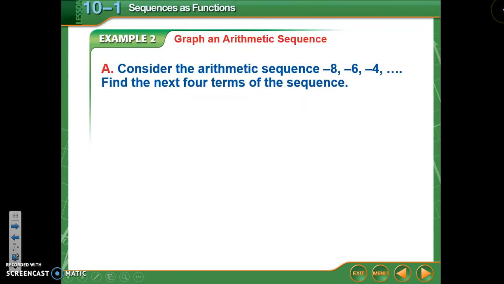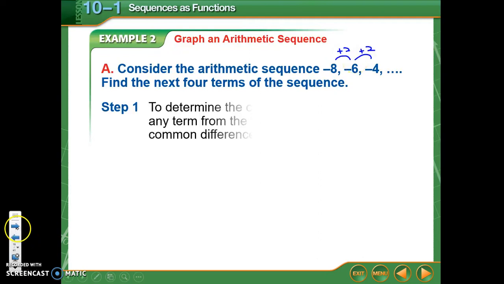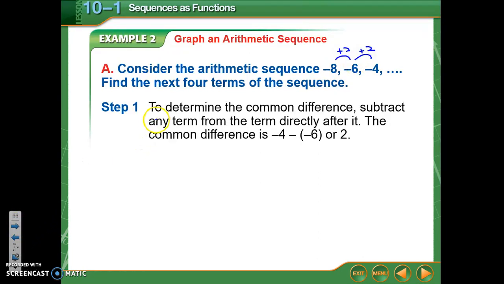All right, now we're going to look at what happens if I graph an arithmetic sequence. Here we have the arithmetic sequence. They're telling me it's arithmetic. -8, -6, -4, so the common difference here is +2. I'm adding 2 to get to the next term. They want us to find the next 4 terms.